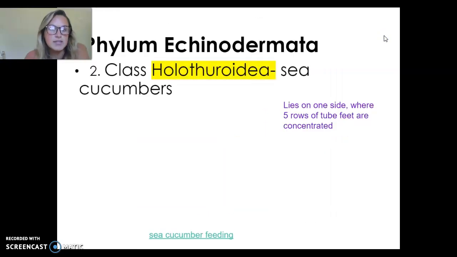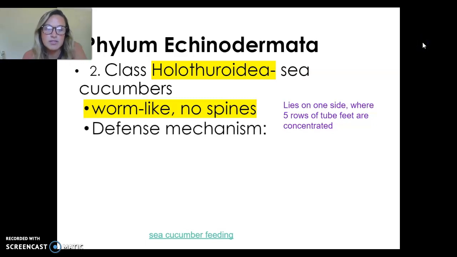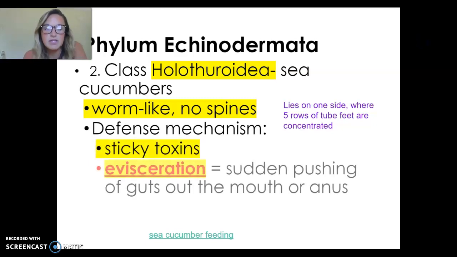All right, so the next class of echinoderms is class Holothuroidea, which is a big old giant name for just your lovely sea cucumbers. And sea cucumbers, scientists have actually theorized that all of the sand in the ocean at one point has passed through a sea cucumber. So these are very worm-like organisms. They do not have spines.